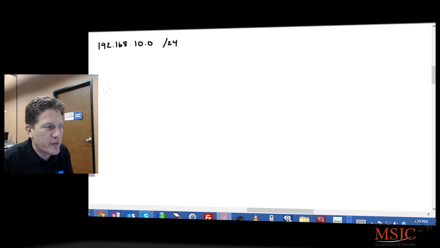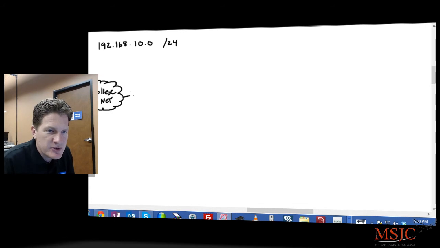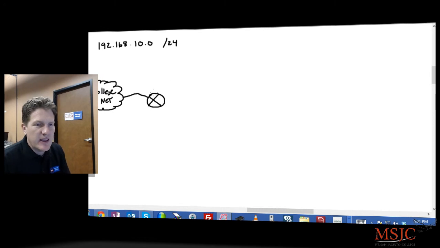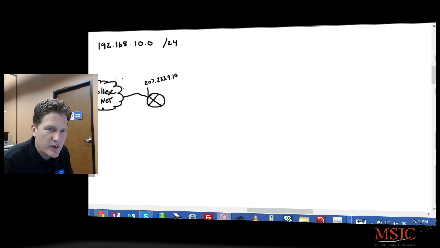So he's given me this, and so I have a router. We'll pretend we're at the college. So here's the college net, and the college net connects up to my routing device. And I have an IP here, let's say 207.233.9.10 here, and over here is the college network. He has given to me an IP address range that I can use internally on my network, and that is right here. This is the range he's given me.